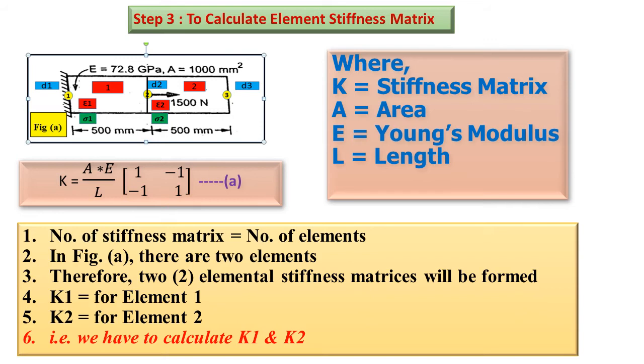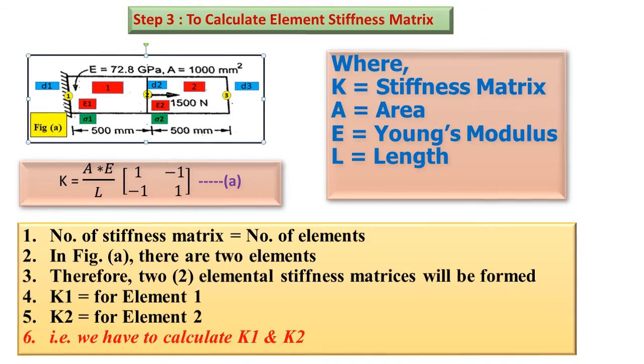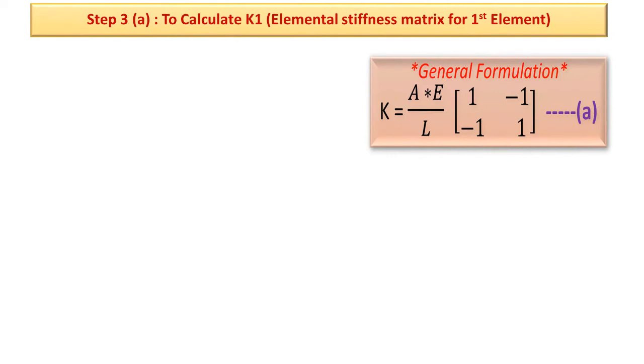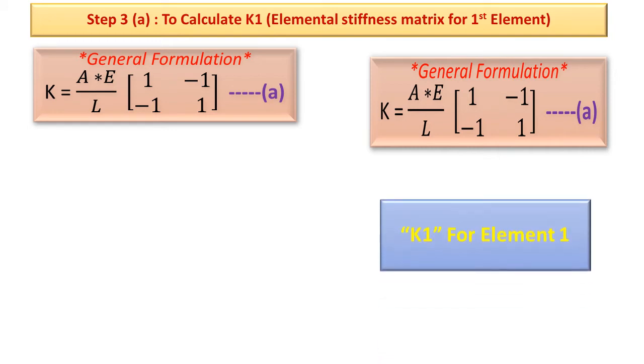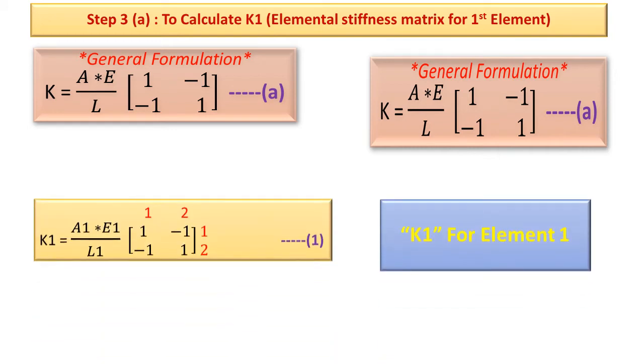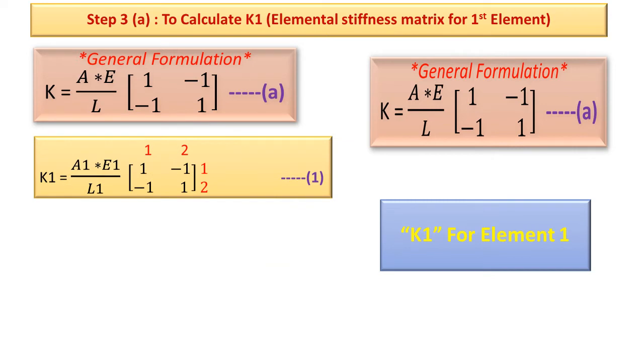The number of elemental stiffness matrices to be calculated depends upon how many elements there are. If there are two elements, we will calculate two elemental stiffness matrices. Therefore, we will calculate K1 for element 1 and K2 for element 2. Step number 3A is to calculate K1, the elemental stiffness matrix for the first element. The general formulation is K equal to AE upon L times [1 -1; -1 1]. Now as we are calculating K1 for element 1, the formula changes to K1 equal to A1 E1 upon L1.